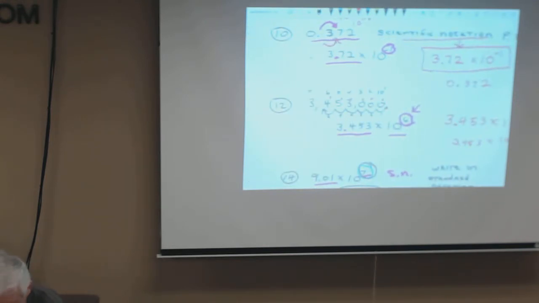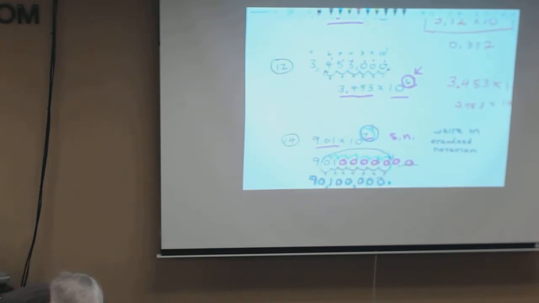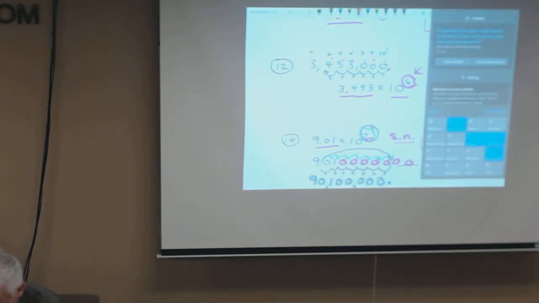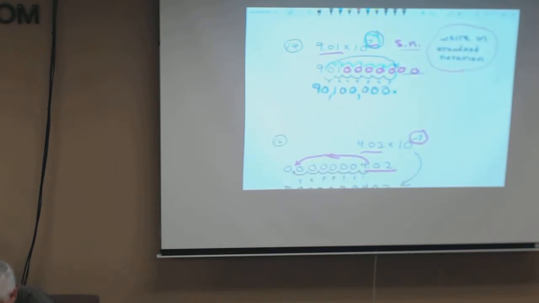Number 14, write each number in standard notation. So now they've given me a scientific number, 9.01 times 10 to the 7th. That's scientific notation, and they want me to write it in standard notation. So watch how you show your work on this stuff. Here's how I'll just show you how I do it.